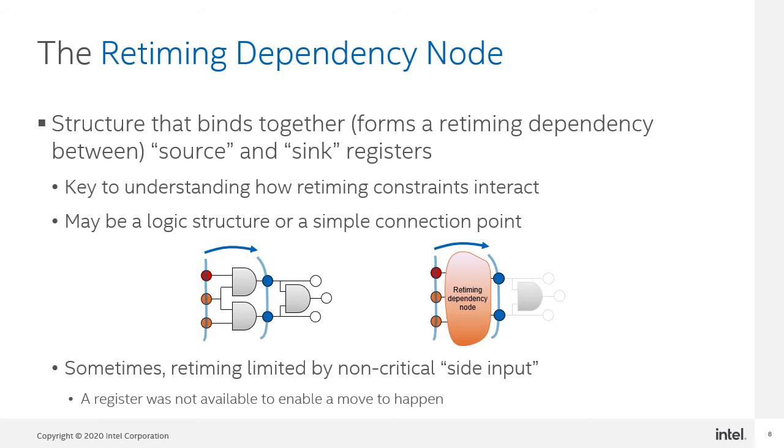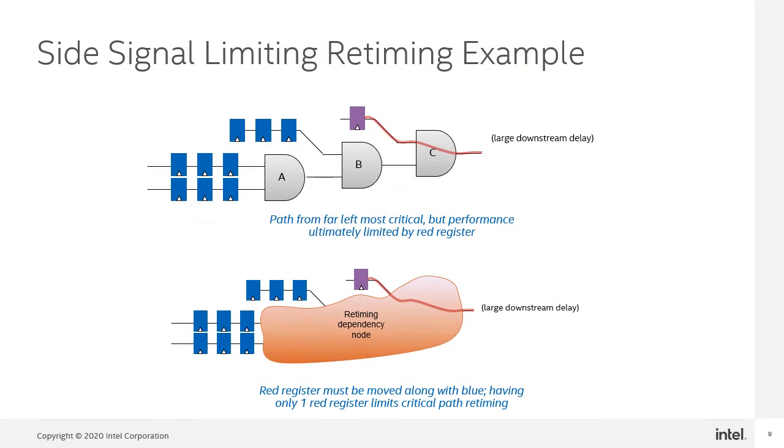Be aware that this dependency can many times cause unintended retiming consequences due to non-critical side inputs on retiming dependency nodes. These side inputs can be input signals like control signals to registers or select lines to muxes. As additional inputs to the retiming dependency nodes, they can inadvertently prevent other registers in the data path, for example, from being able to move.